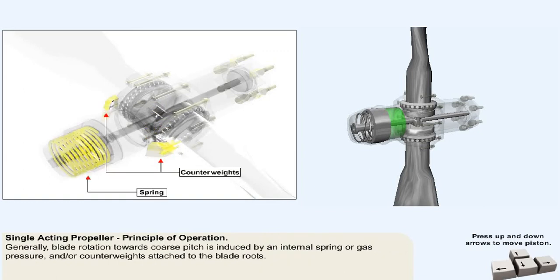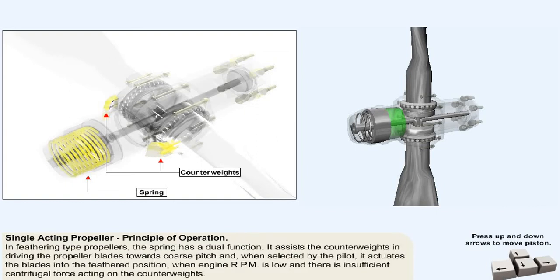Generally, blade rotation towards coarse pitch is induced by an internal spring or gas pressure, and or counterweights attached to the blade roots. Most single-acting propellers, however, will utilize both a spring and counterweights. As we said earlier, some systems may use compressed gas instead of the spring. In feathering-type propellers, the spring has a dual function. It assists the counterweights in driving the propeller blades towards coarse pitch, and, when selected by the pilot, it actuates the blades into the feathered position, when engine RPM is low and there is insufficient centrifugal force acting on the counterweights.